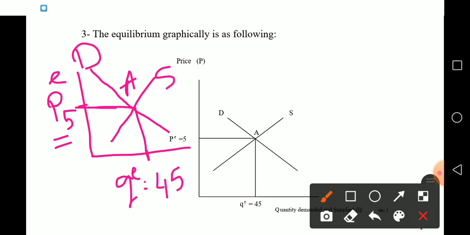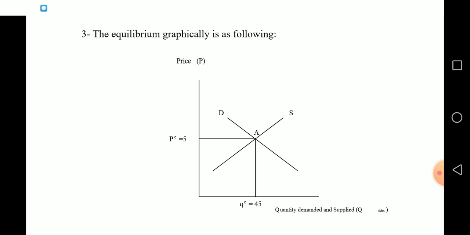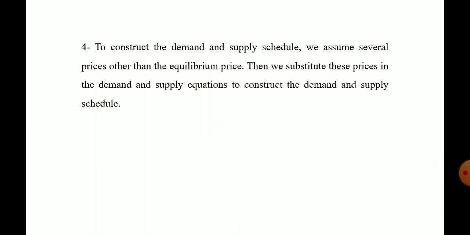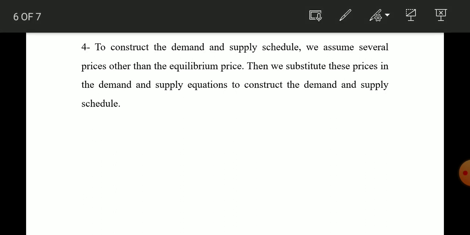Okay, guys, what else? Let's see. Number 4, he asks me to construct the demand and supply schedule. We assume several prices other than the equilibrium price. So we are going to put other prices than the equilibrium price. The equilibrium price was 5, so I'm going to put other prices here by myself. Then we substitute these new prices in the supply and the demand equations to construct the demand and supply schedule.